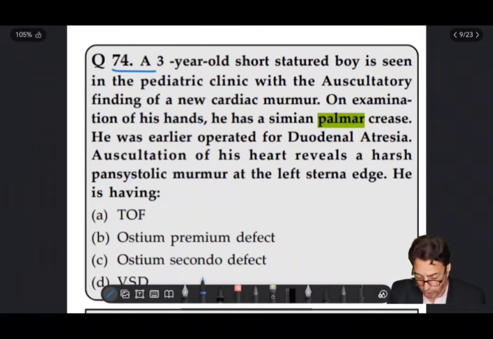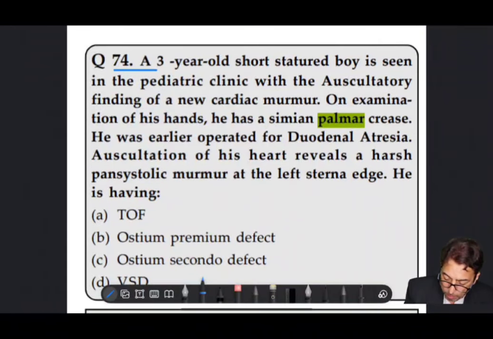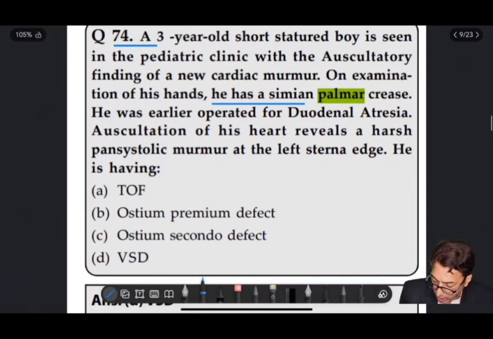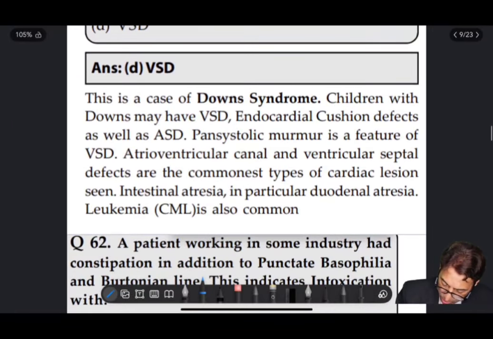Now, this is question number 74 from Platinum Q Bank. I have mentioned a simian crease, single palmar crease in a boy, and this is a case of Down syndrome.